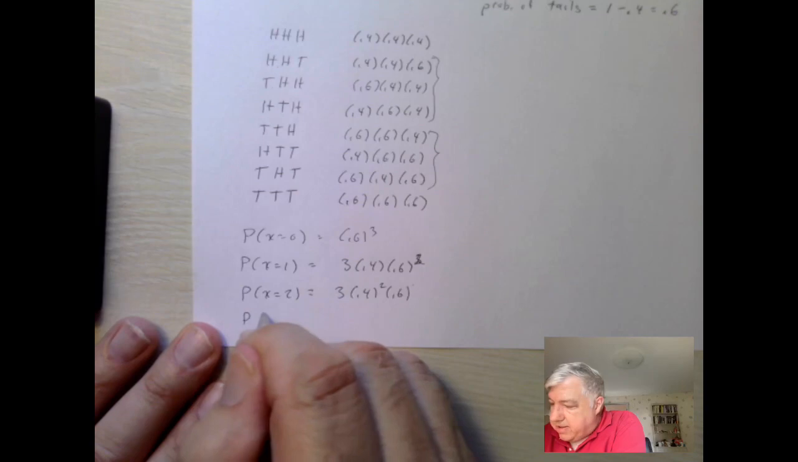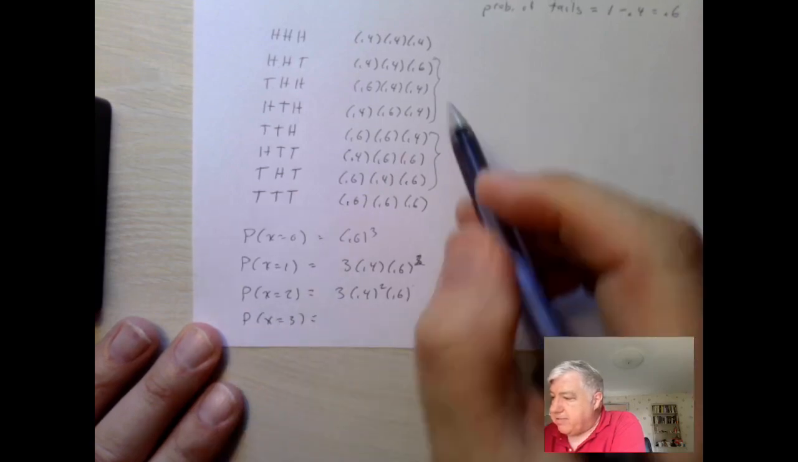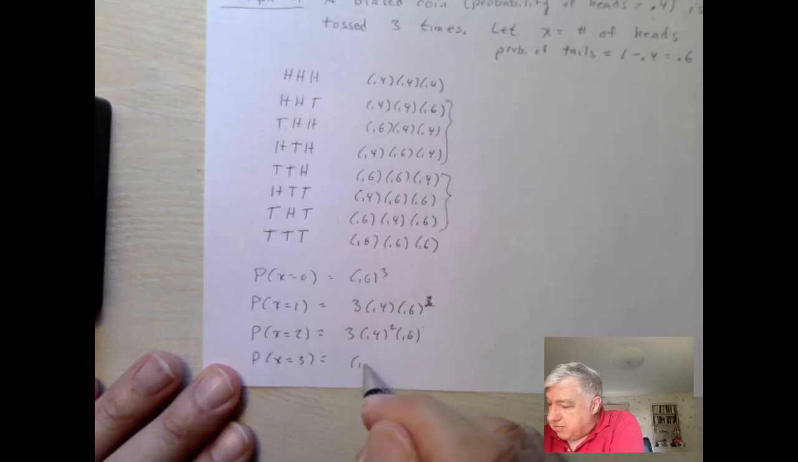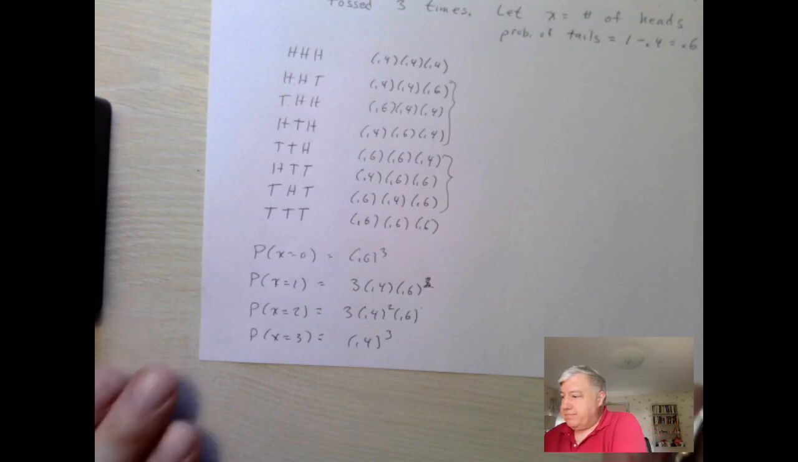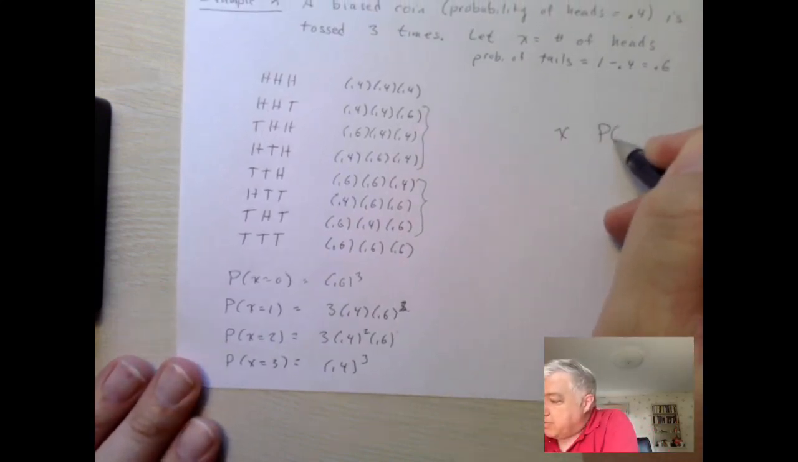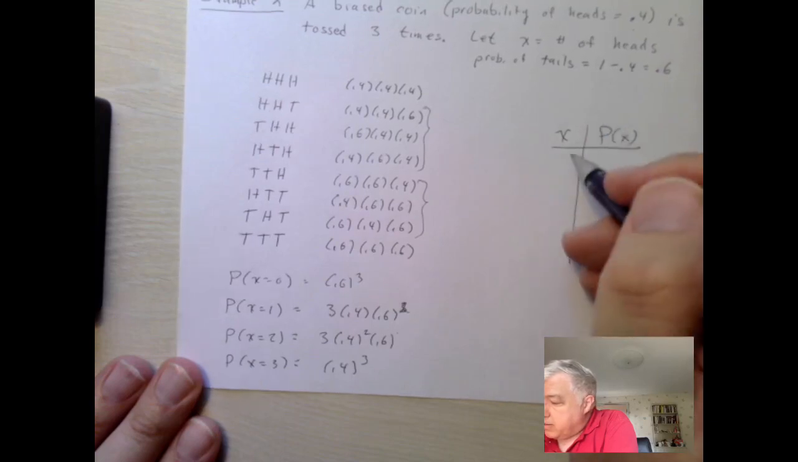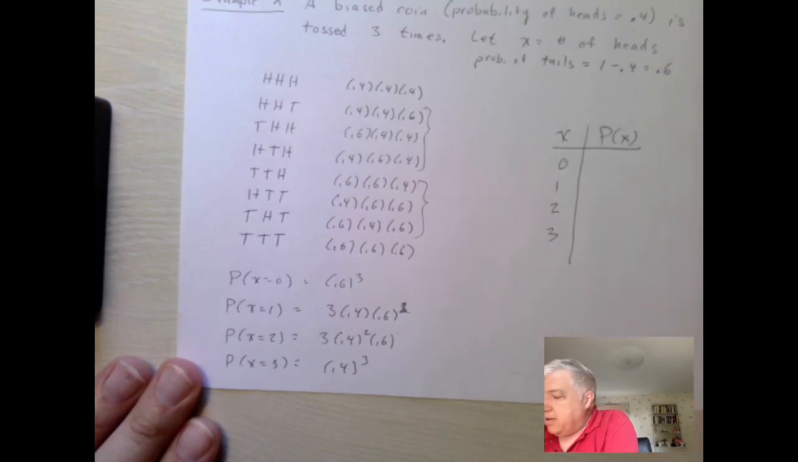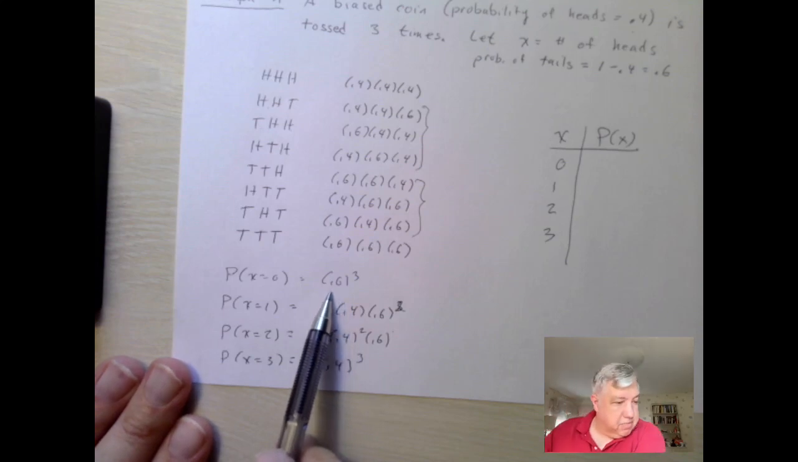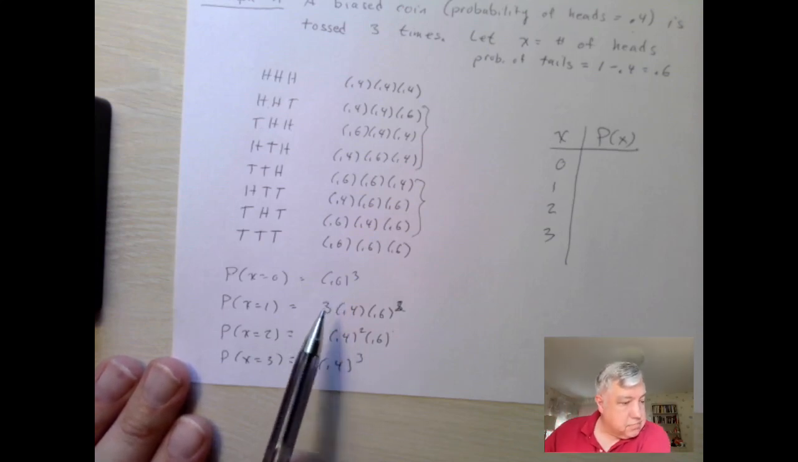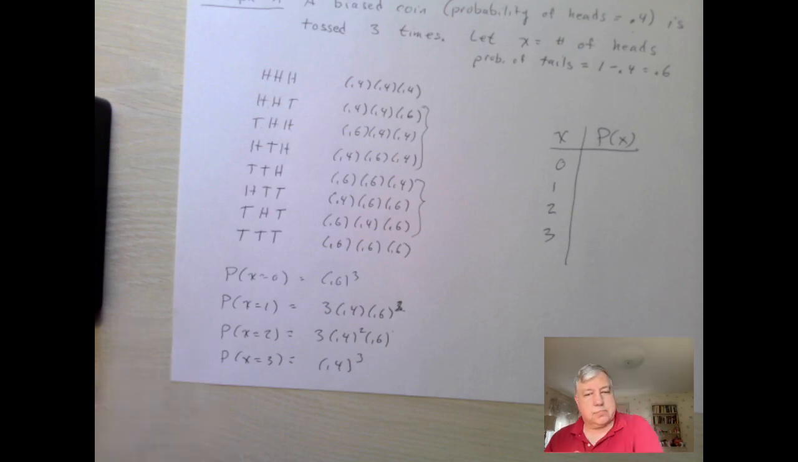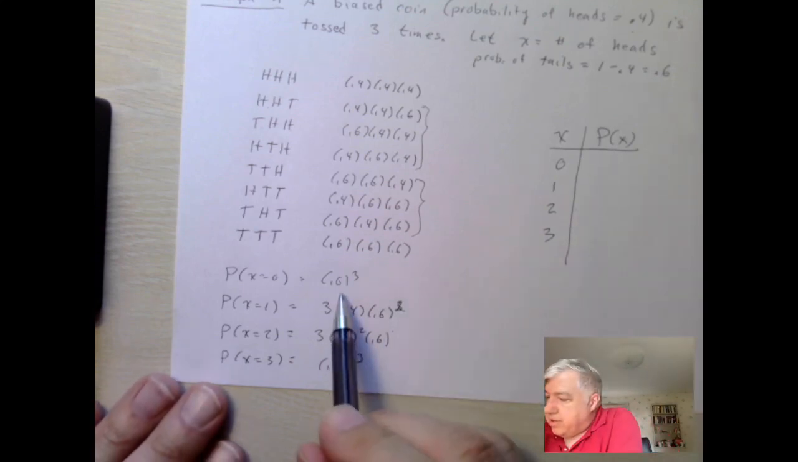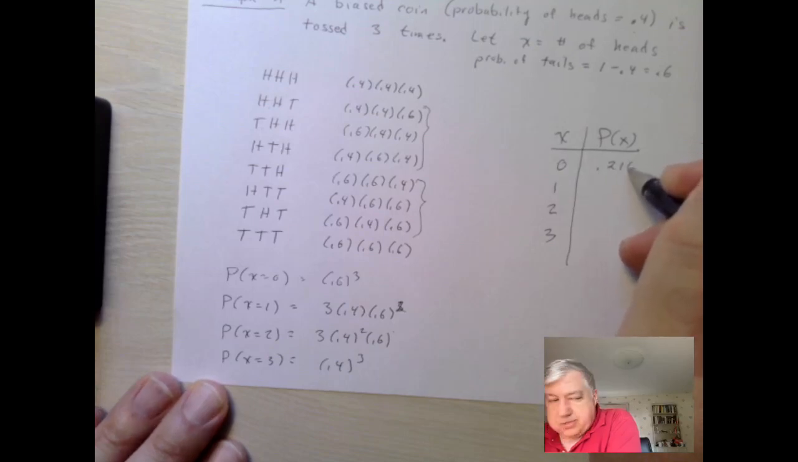And then the probability that x equals 3, the probability of 3 heads, that's this number, so it would just be 0.4 to the third. And then we can compute this, and we get the following distribution. So here's 0, 1, 2, 3. So for 0, when we compute 0.6, let me see. Okay, so this number would be 0.216.